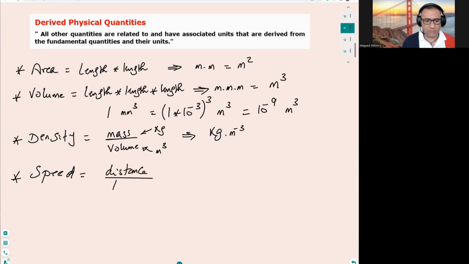Very simple. For example, if an object, a cyclist, or any moving object covers the same equal distance over the same intervals of time, that means it's a uniform motion. It is a constant speed. And if the speed is constant, I can use distance over time. If the speed is not constant, I cannot use this formula.